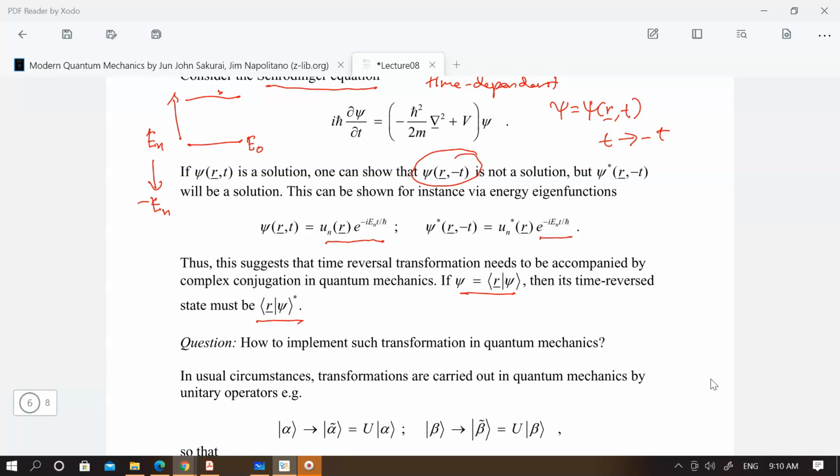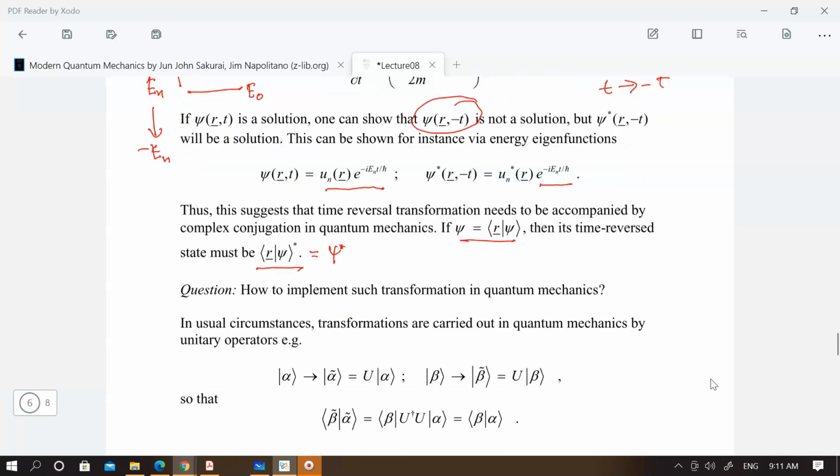So how can you, let's call this, let's call this psi star. So how do you actually implement such a transformation going from psi to this psi star with the time reversal part together? Okay. So this is the thing that we want to do.